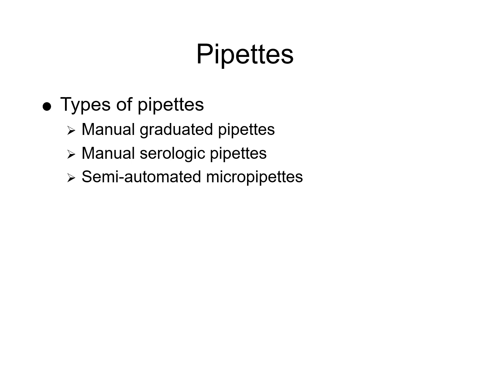Then we have manual serological pipettes. These are pipettes designed specifically for serological assays, often with a larger diameter and single or double markings. These are used commonly for blood serum or other body fluids and may require a pipette aid or bulb for aspiration and dispensing.